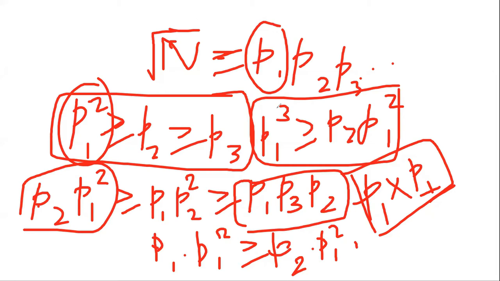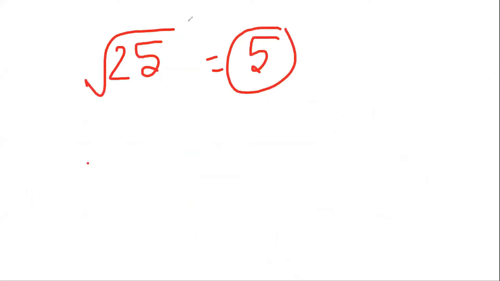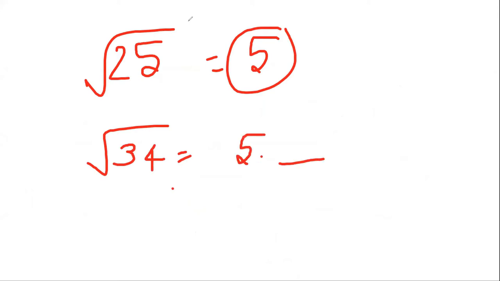Just to see it numerically, if I assume 25, the square root of 25 is 5, lucky. Let's say 34, what's the square root of 34? 5 point something. So if 7 is a prime number greater than 5, 7 times whatever prime number is next to it, 7 times 5, right? I cannot have any other prime number greater than 7 be a factor, if no number before that is a factor.